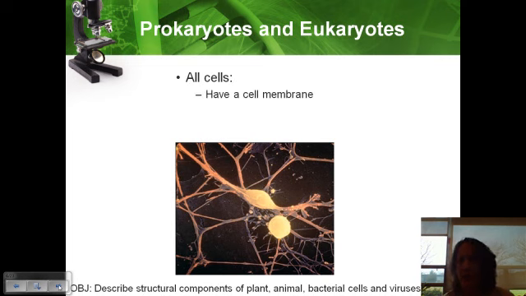They all have a cell membrane. Cell membrane is what gives them a barrier between them and their environment. Without a membrane, it wouldn't be a cell. It would just be within the rest of the stuff. It's not separating it into a unit.